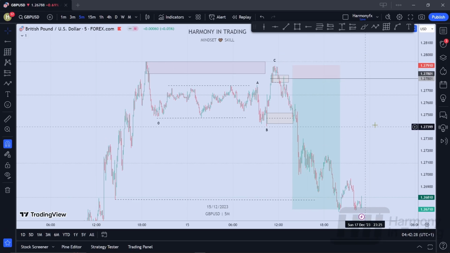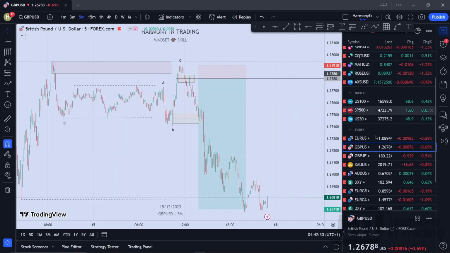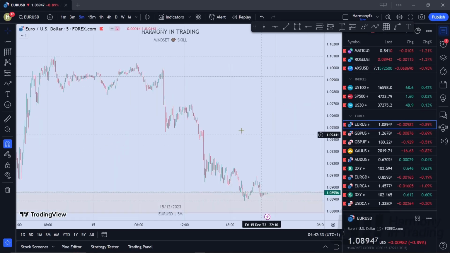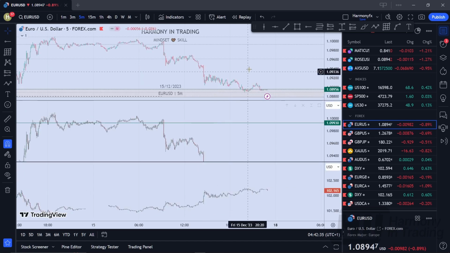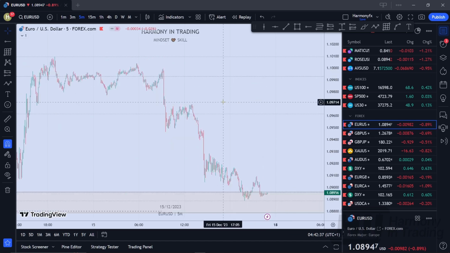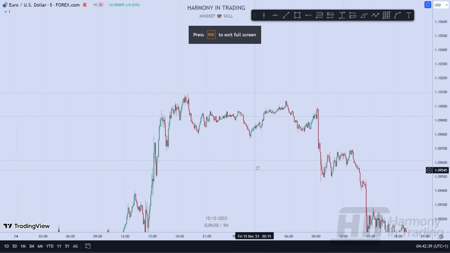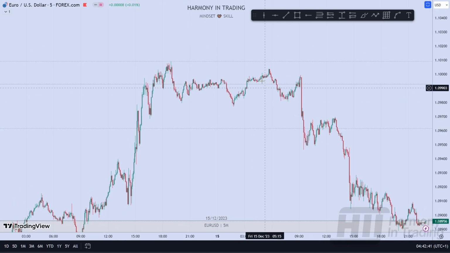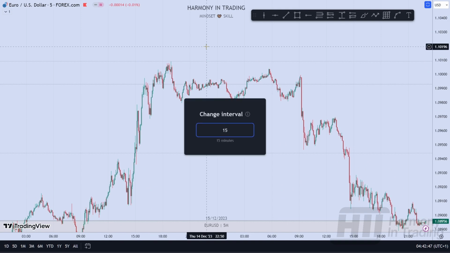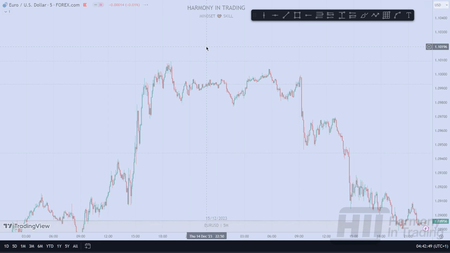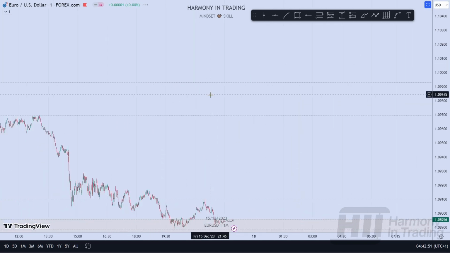We can also see the same thing for the EURUSD. All right, so if we should look at the EURUSD, Shift F, this is the 5 minutes time frame. Also, we can go to the 15 minutes time frame, or rather the 1 hour time frame, to get a clearer view.